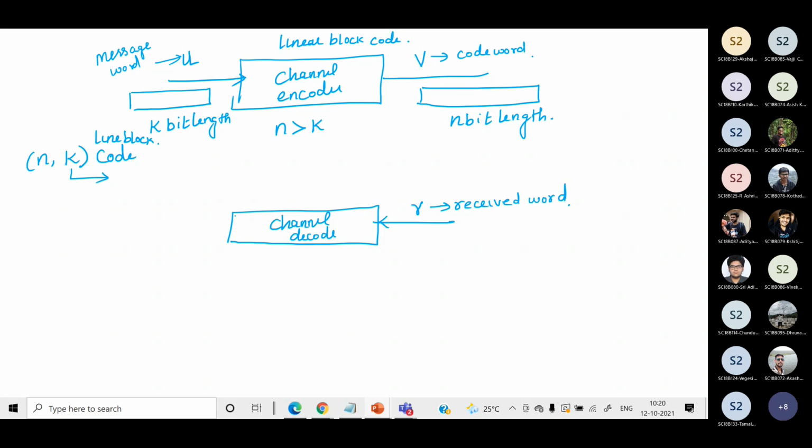From the received word, the channel decoder first has to find out what V was transmitted. Once V is known, you can easily find out U, because U to V is a 1-to-1 mapping. So first, how do we design the channel decoder?